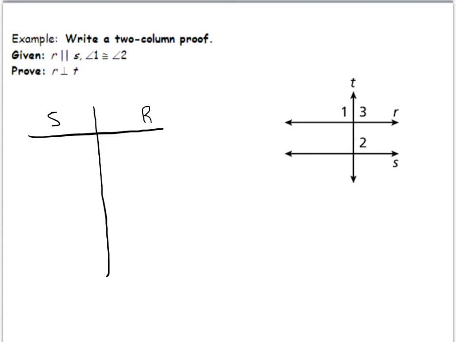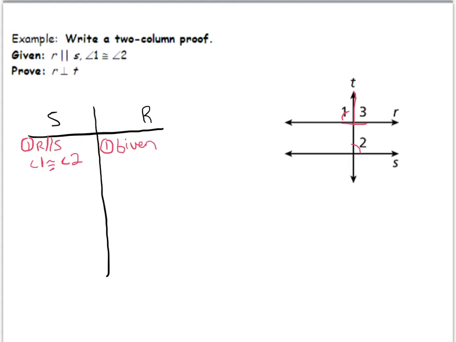Okay, it tells you that R and S are parallel to each other, and then it also tells you that angle 1 is congruent to angle 2, and they want you to actually come up with R and T being perpendicular here. So step number 1 is going to be the given: R is parallel to S, and angle 1 is congruent to angle 2. Remember, this is going to be our given.